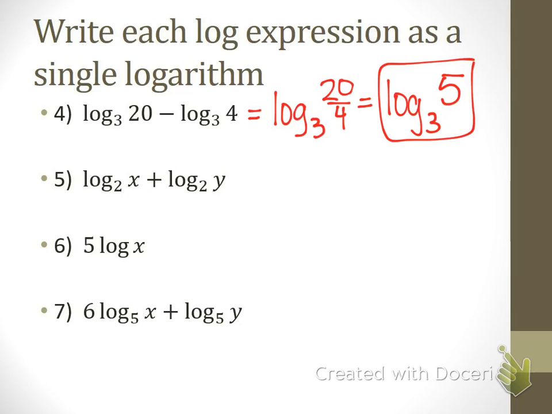On number 5, can we combine these? Yeah. They have the same base. We're adding two logs with the same base, so Charles suggested that we multiply. When we say that, what are we multiplying? The x and the y. My base stays the same, so I still have a base of 2. But I'm multiplying x times y. If you want to put a multiplication dot in there, or you want to use parentheses, you can. But you do not need to.